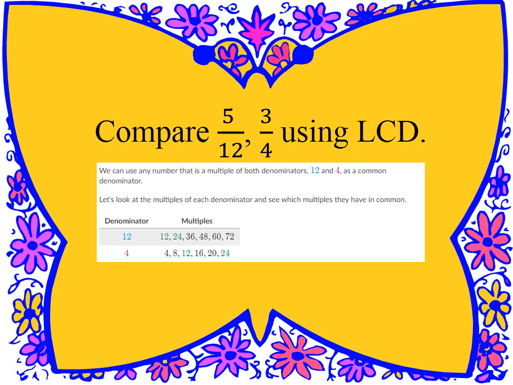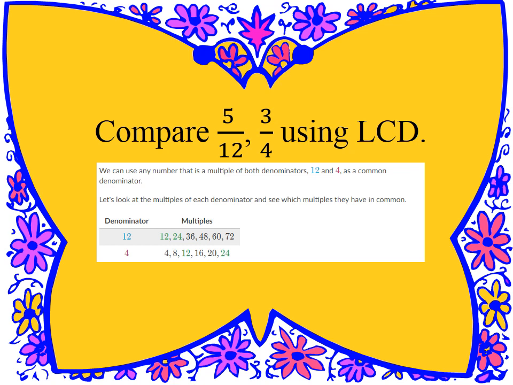So 5 out of 12, 3 out of 4. I want to make 3 out of 4 a number out of 12. How do I make 4 into 12? Multiply by 3. Excellent. Also I multiply the top number by 3. So 4 by 3, 12. Up, 3 by 3, 9.